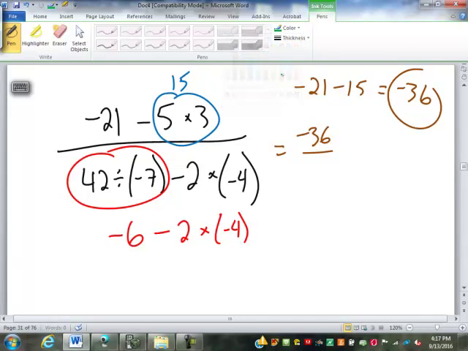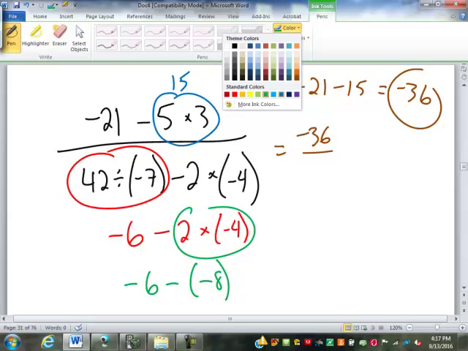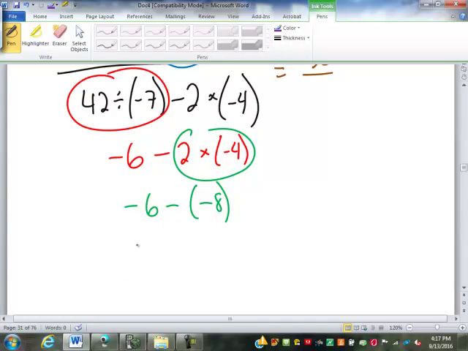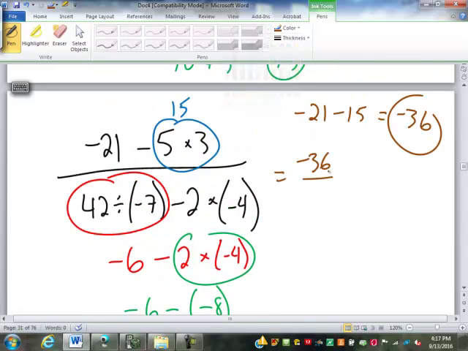What's next? 2 times negative 4, which is what? Negative 8. Now we're at one of those weird problems where we have negative 6 minus negative 8. We're going to change it to negative 6 plus positive 8. So now from 0, we've got negative 6, positive 8. That's going to end up being positive 2. So negative 36 divided by positive 2 is negative 18. Very good. Any questions on that one?